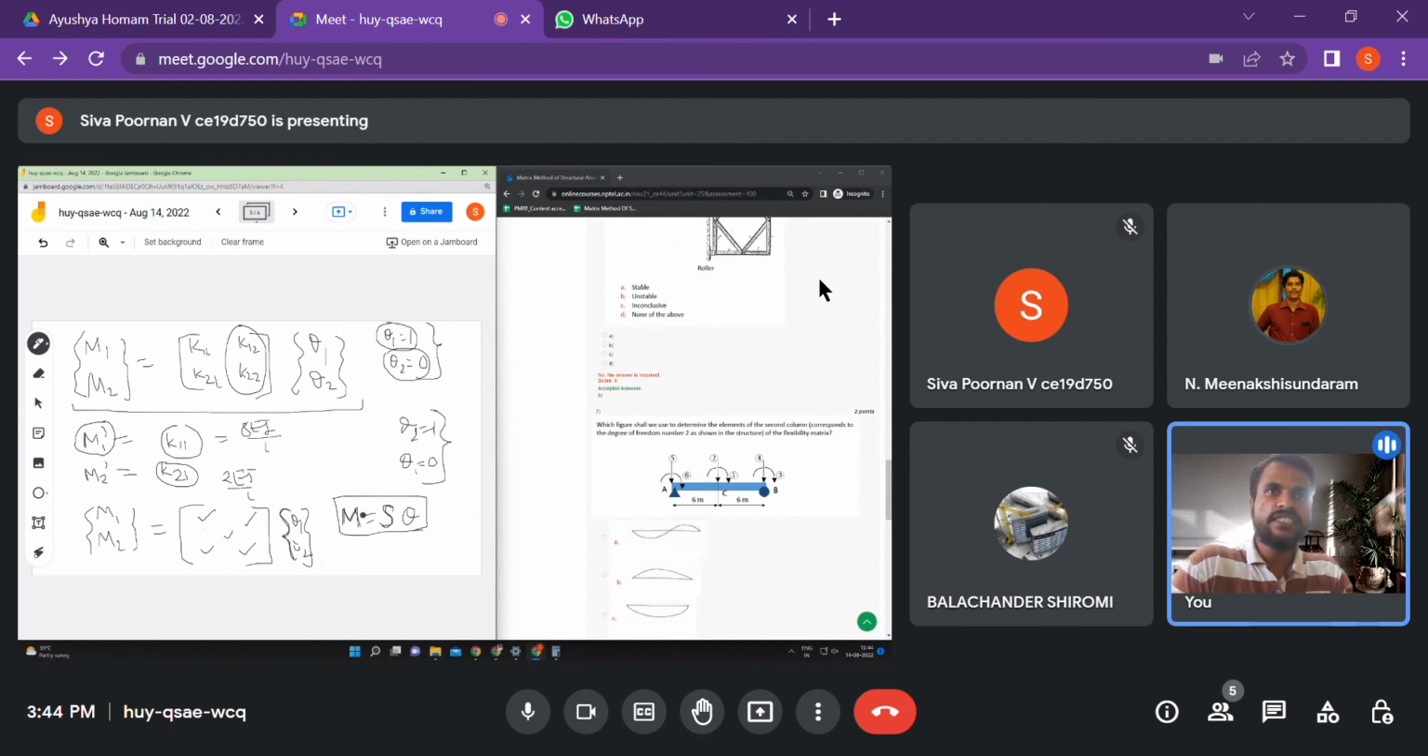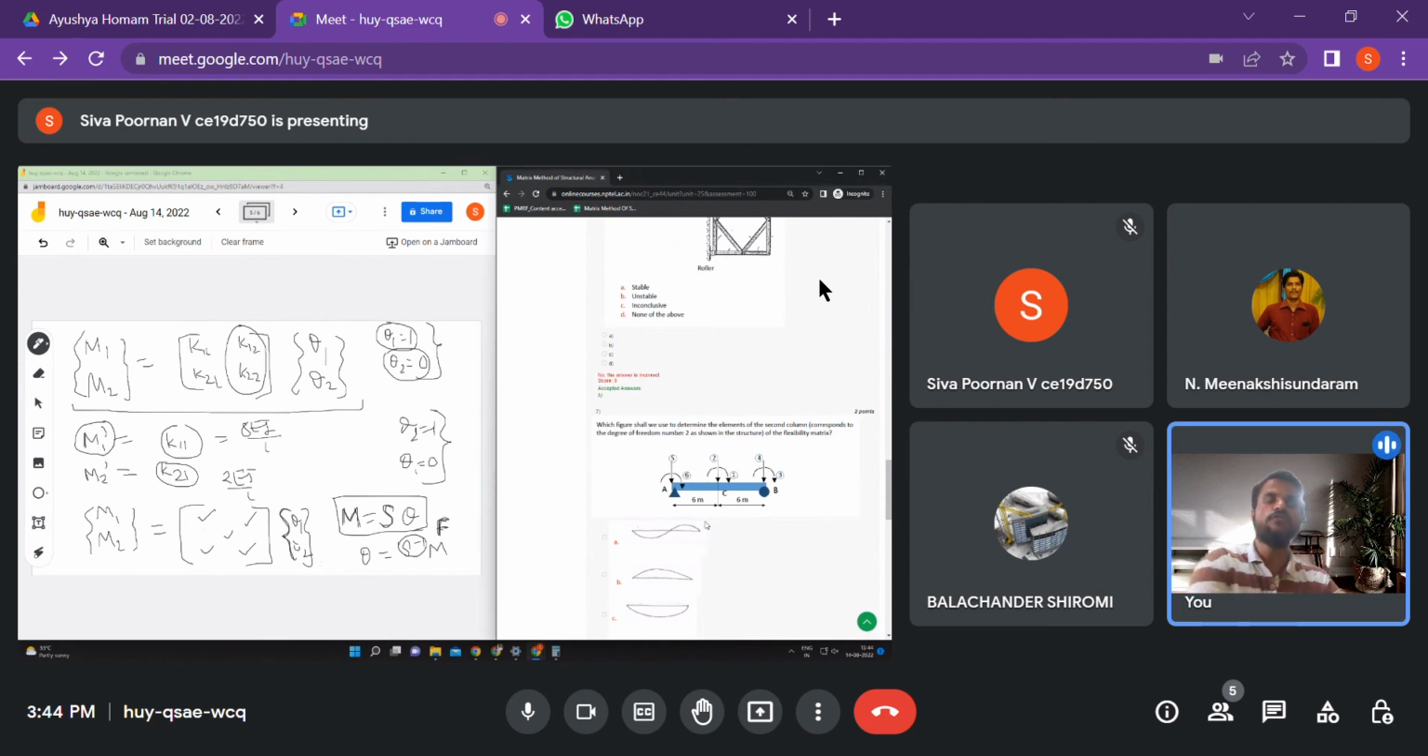So I can just invert this and say theta is equal to S inverse M, right? I can take S inverse on both sides and I'll get this. So this S inverse I can just call it some F, right? And that F is what is called a flexibility matrix. Okay, so it's nothing but the inverse of S. So the question here is, which figure shall we use?